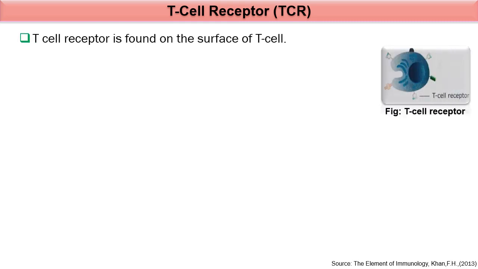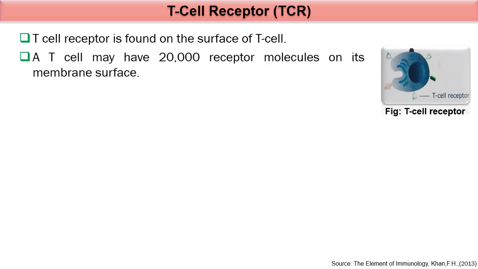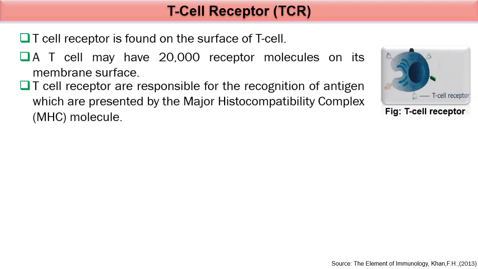Now, how do we distinguish a T cell? Simply by the presence of a T cell receptor on its surface. So it is found on the surface of the T cell. There are about 20,000 receptor molecules on the surface of the T cell. The main function of the T-cell receptor is to recognize antigens which are presented by major histocompatibility complex molecules.